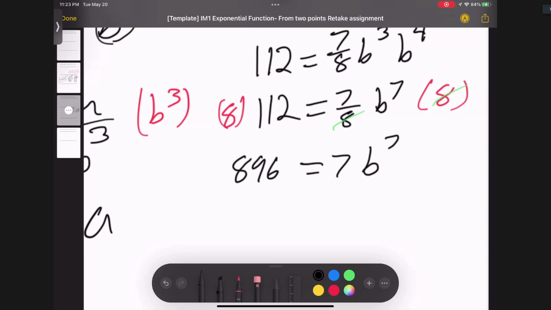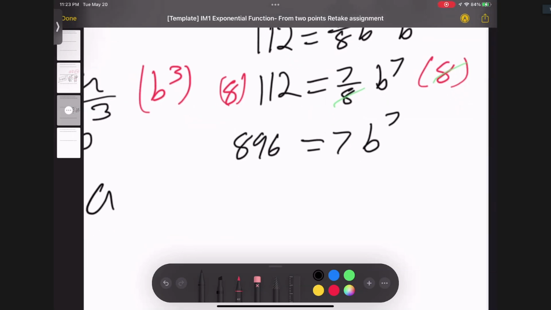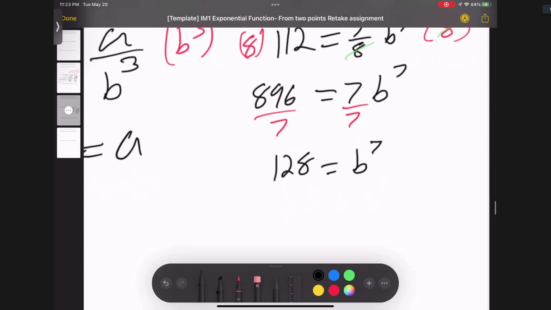Okay, now we gotta divide by 7 on both sides. We're gonna have b to the power 7. I'm not that good at that, so let me use a calculator for this. So we got 896 divided by 7. This should be a nice number. Yes, it is. We got 128.